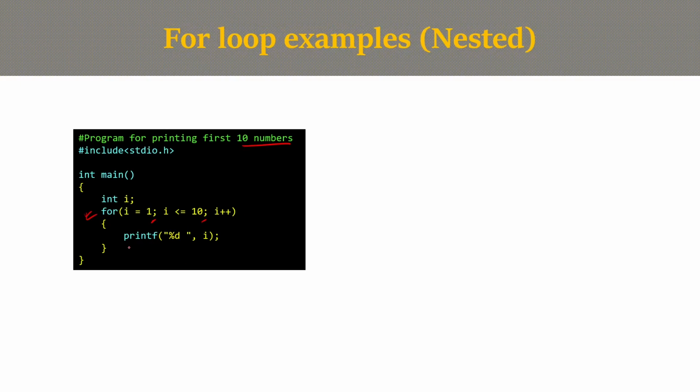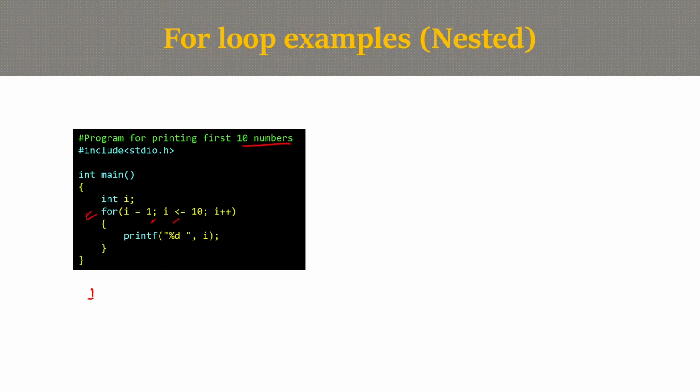Now what is happening in this printf? We are printing the value of I. So firstly, the value of I is 1, initially. Then it will check the condition. Is 1 less than or equals to 10? Yes, 1 is less than 10. So it will print 1 in our output.